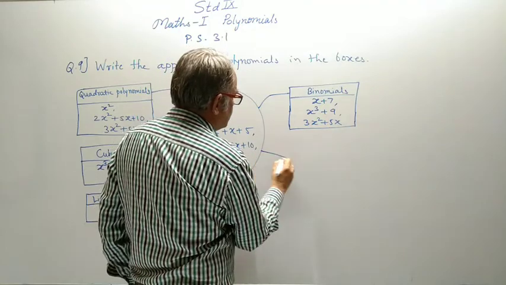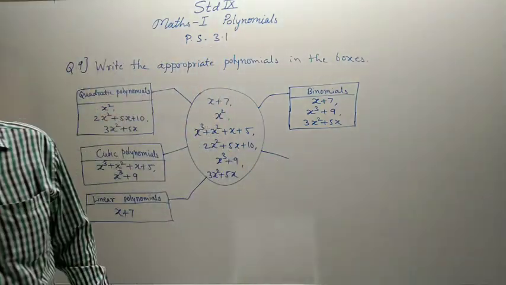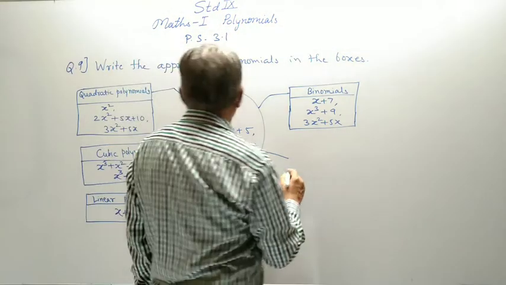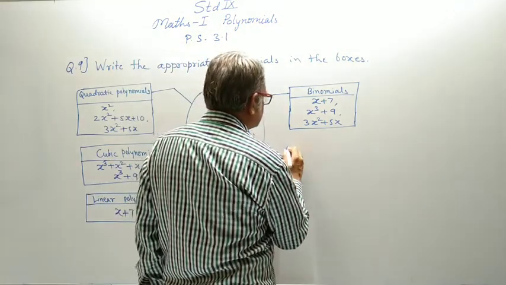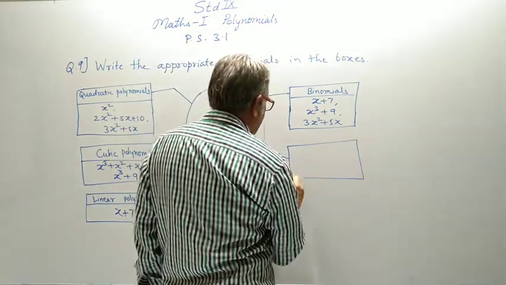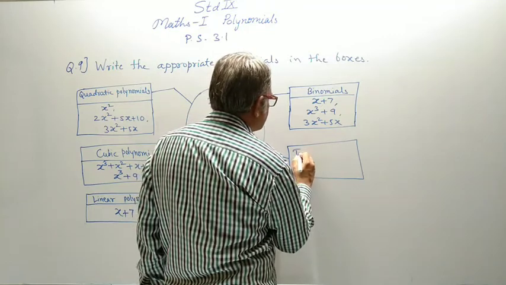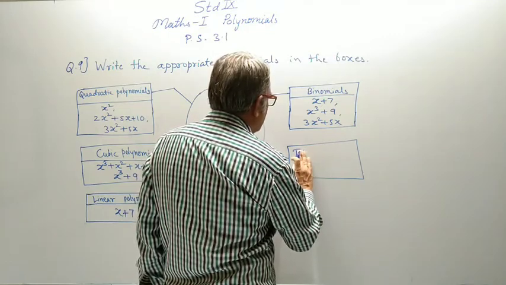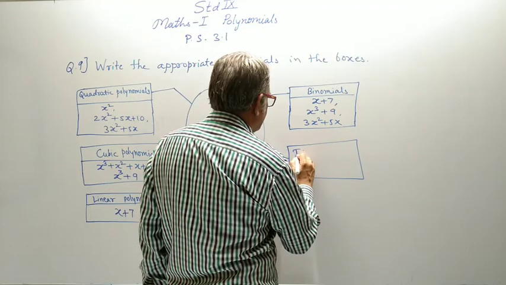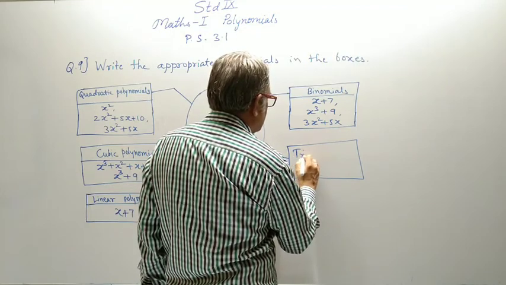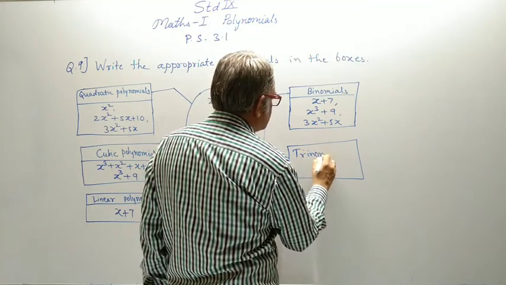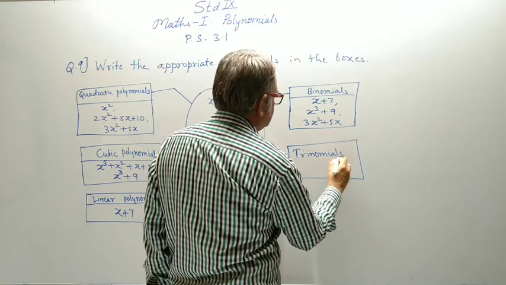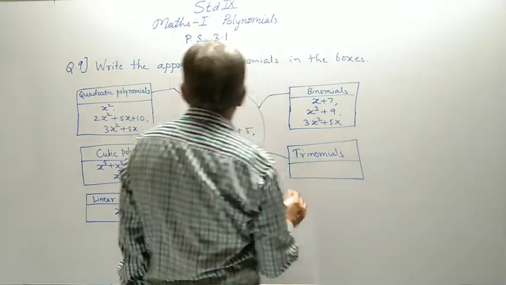After binomial, they ask trinomial, 3 terms. Tri means 3. Trinomial means a polynomial with 3 terms. Trinomials. How many trinomials are there? 3 terms.